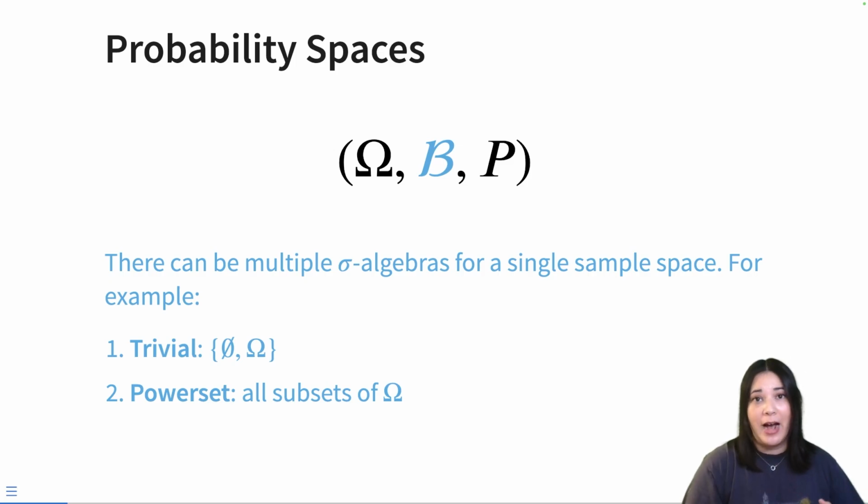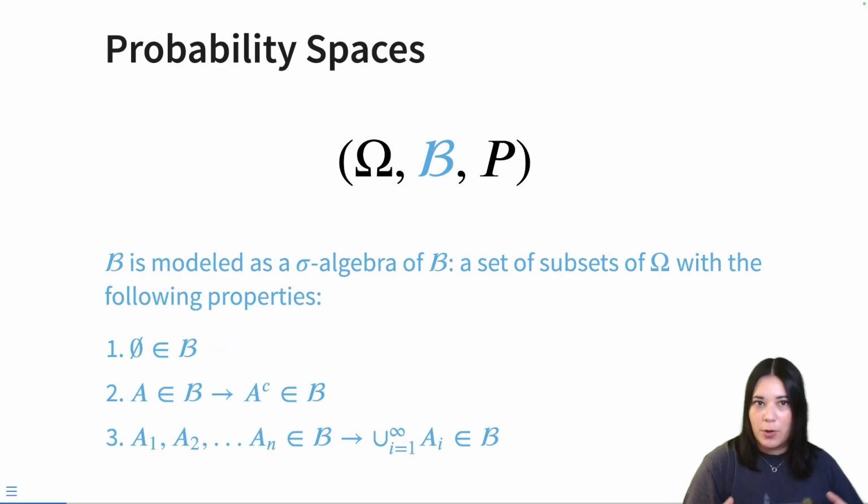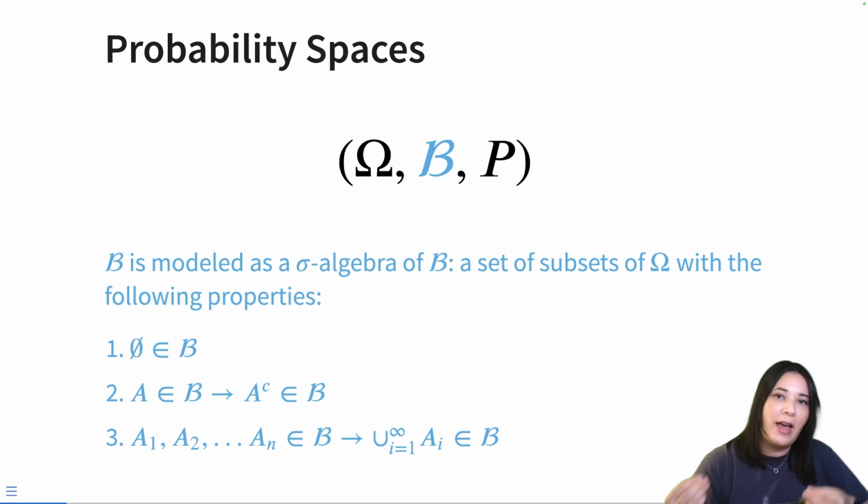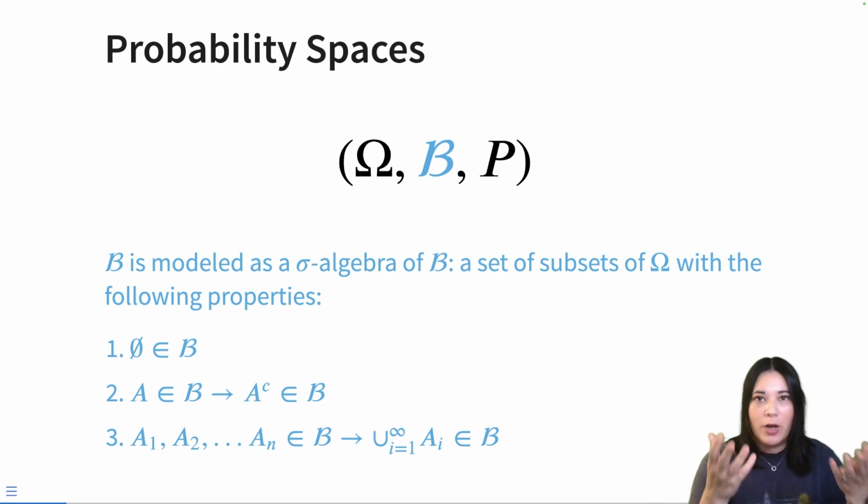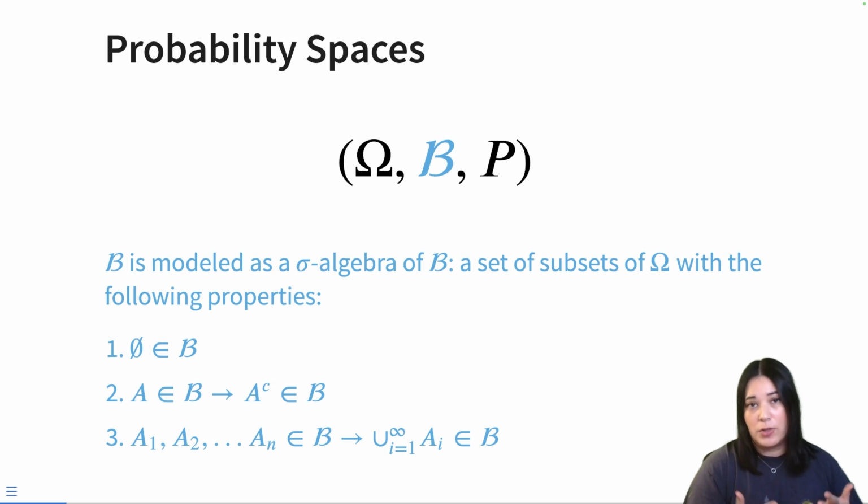For instance, we could have the opposite of the trivial case, which is the power set, which includes every single possible subset of our sample space. And if you go back to these rules and work it out in your brain, you can see that if we have every possible subset, then we also fulfill all of these rules that define what an event space has to be.